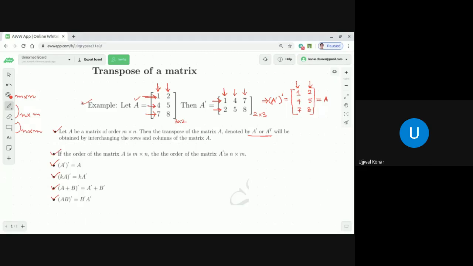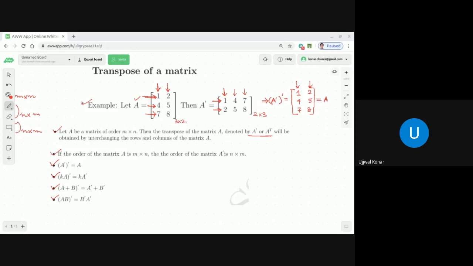So let's have a look into all these things by means of an example. And when I'm working through that example, you can also work with me to understand how we are going to find it out. So let us take especially the last property. The last property is very important to understand: how come AB transpose is equal to B transpose into A transpose?